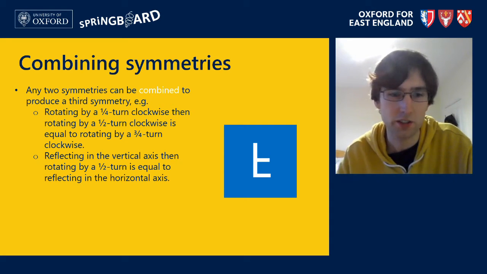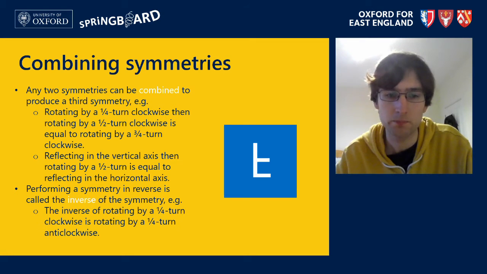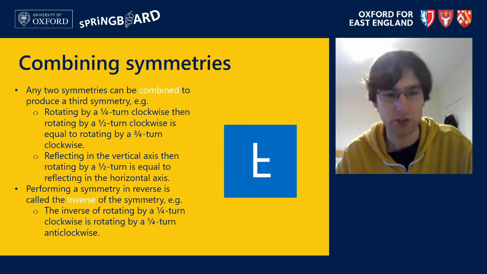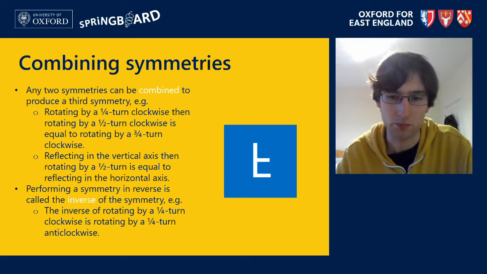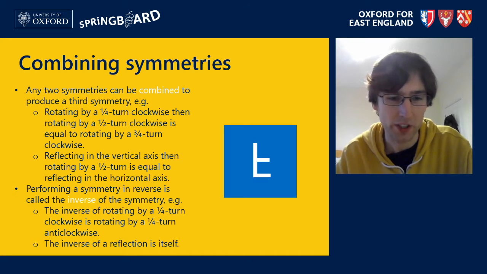Any symmetry can also be performed in reverse, and this is called the inverse of a symmetry. For example, the inverse of rotating by a quarter turn clockwise is rotating by a quarter turn anti-clockwise, and the inverse of a reflection is itself, because if you perform a reflection twice, then that sends all of the points back to where they started.